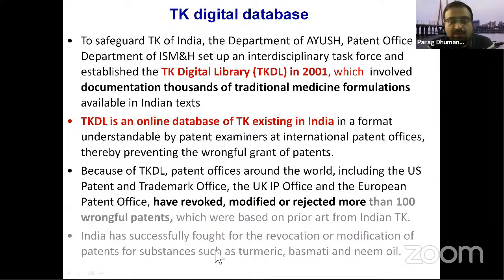So can you believe they had asked for the patent about the turmeric, basmati, neem oil, the things which we use daily in our kitchens. So just imagine the turmeric at the rate of 40,000 rupees per kilo if it is patented.